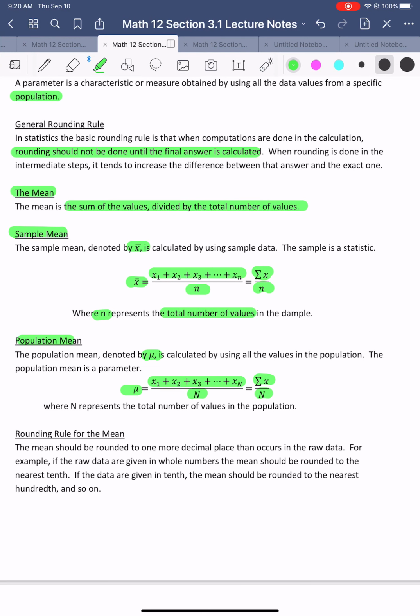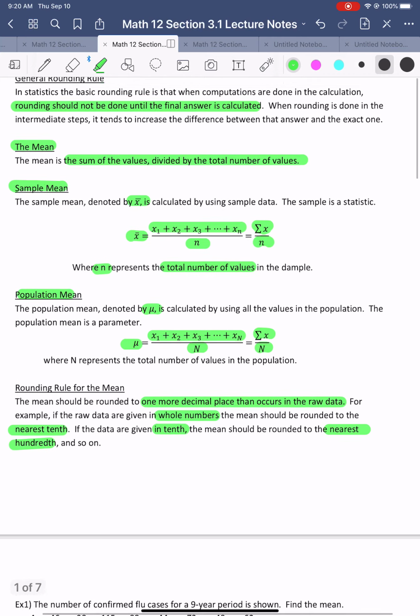Okay. So, the rounding rule for the mean: the mean should be rounded to one more decimal place than occurs in the raw data. For example, if the raw data are whole numbers, then the mean should be rounded to the nearest tenth. If the data are given in tenths, then the mean should be rounded to the nearest hundredth. So you always go to one more decimal place.